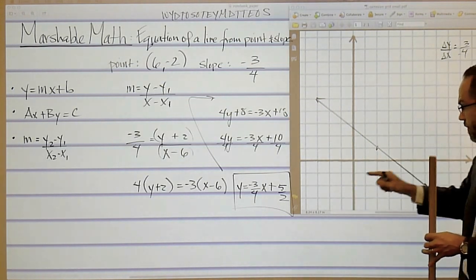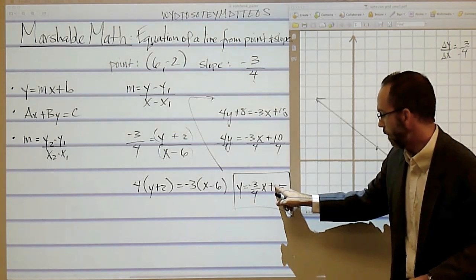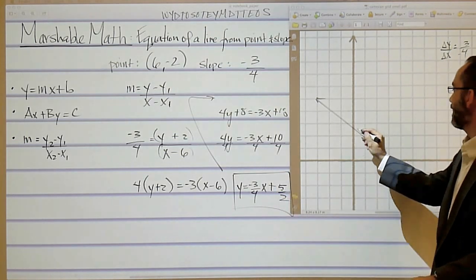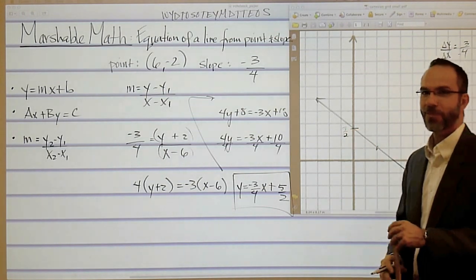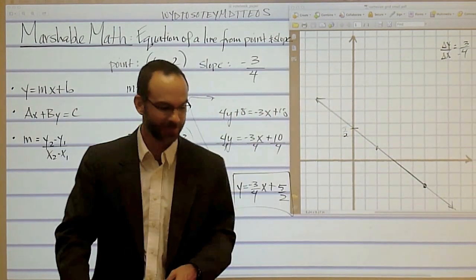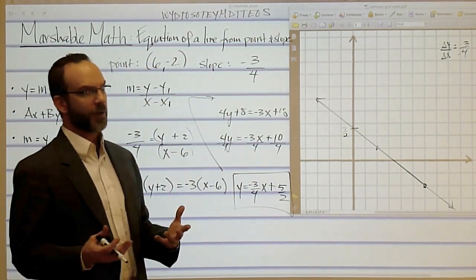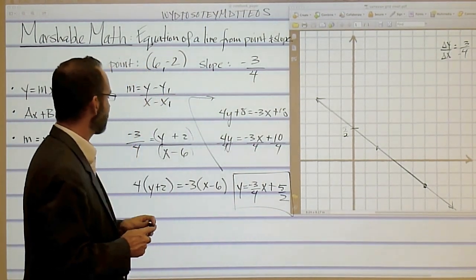Let's check our y-intercept here. Up, plus 5 halves. What's that, 2.5? Oh, looky there. Plus 5 halves. Yay, works. Okay? So don't be scared of fractions. You're the fraction master. You know how to handle them.